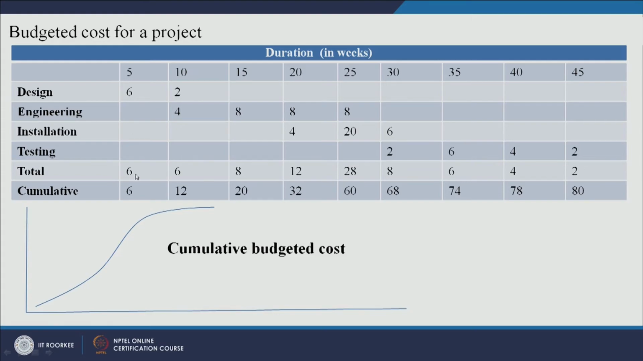So the total budget in the 5th week is 6 lakh. Similarly, the total budget in the 10th week is 6 lakh, 8 lakh, 12 lakh and so on. At the end of the day you have got the cumulative budget: 6, 12, 20, 30, 60, 68, 74, 78 and 80, and this is your cumulative budgeted cost. From this particular row we have drawn this curve.